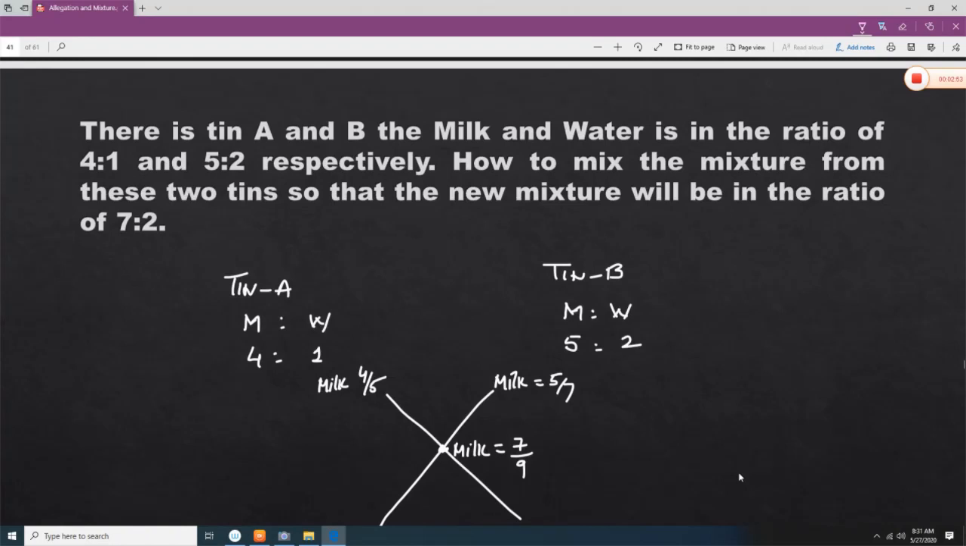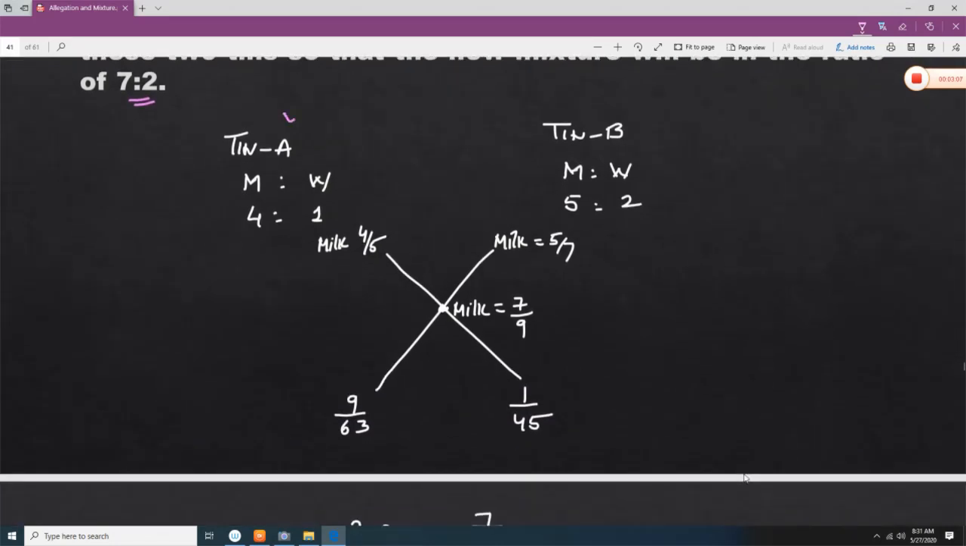There are tins A and B. The milk and water are in the ratio of 4:1 and 5:2 respectively. How to mix the mixture from these two tins so that the new mixture will be in the ratio of 7:2? Now for tin A and tin B, the milk and water ratio is already given. We are going to make milk the base. So 4 is the milk and the total is 5.